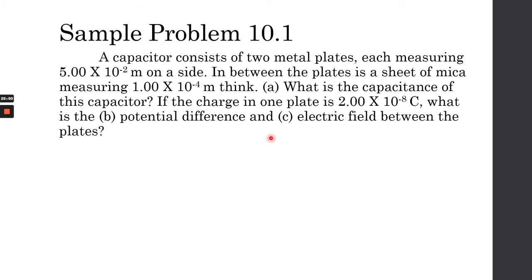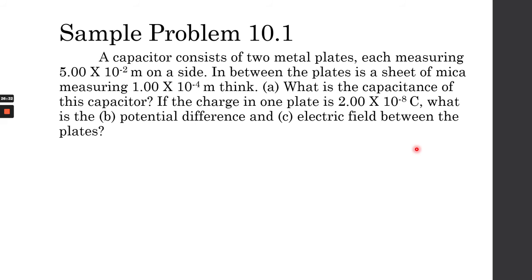Sample problem 10.1. A capacitor consists of two metal plates, each measuring 5 times 10 raised to negative 2 meters on a side. In between the plates is a sheet of mica measuring 1 times 10 raised to negative 4 meter. It is very thin. The question is, what is the capacitance of this capacitor? If the charge in one of the plates is 2 times 10 raised to negative 8 coulombs, what is the B potential difference and C electric field between the plates?